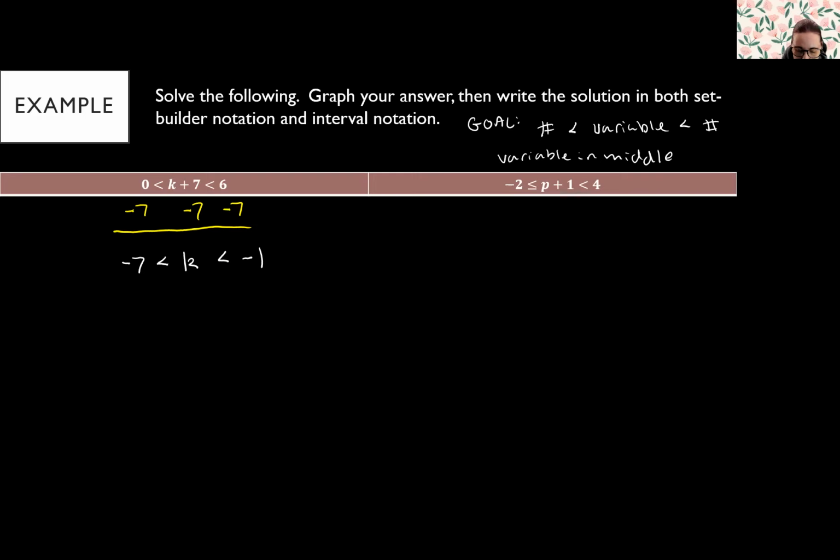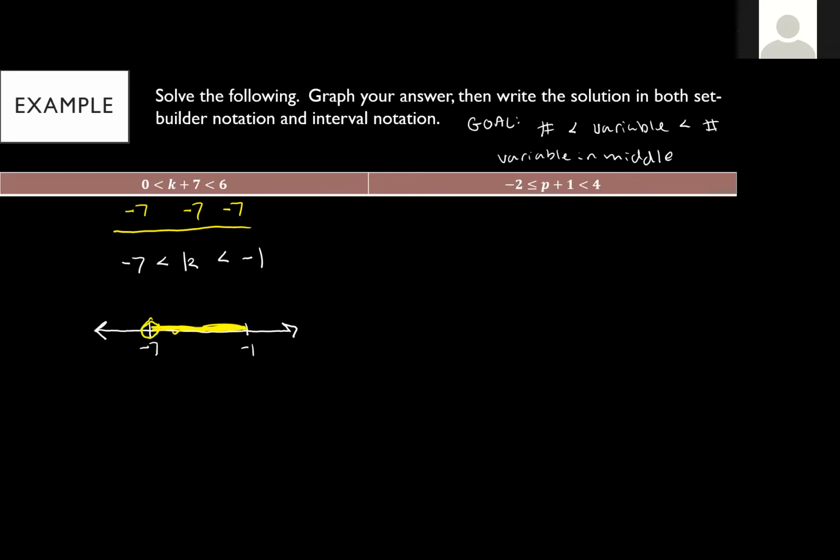Then when we graph it, the graph is saying that our answer for K is between -7 and -1. So I'm going to shade in between because our variable is in between. And then the less than symbol can be written with either open circles or parentheses, kind of depending on what you prefer. I'm going to do open circles here.